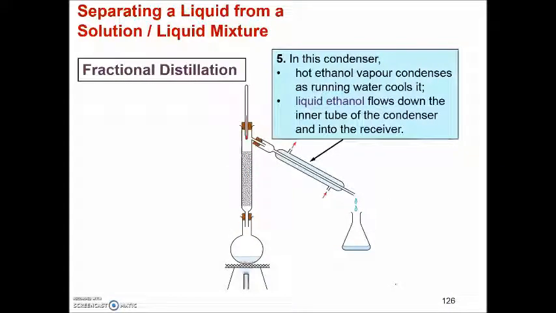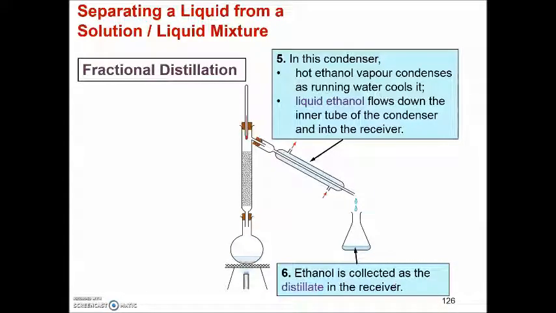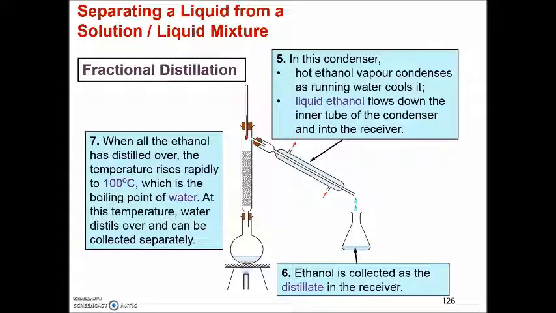Now when all the ethanol has been collected in the receiver, which in this case is the conical flask, the temperature will rise rapidly to 100 degrees Celsius, which is the boiling point of water. At this point, the water will no longer condense back into the round bottom flask, but will continue into the condenser and be collected thereafter.